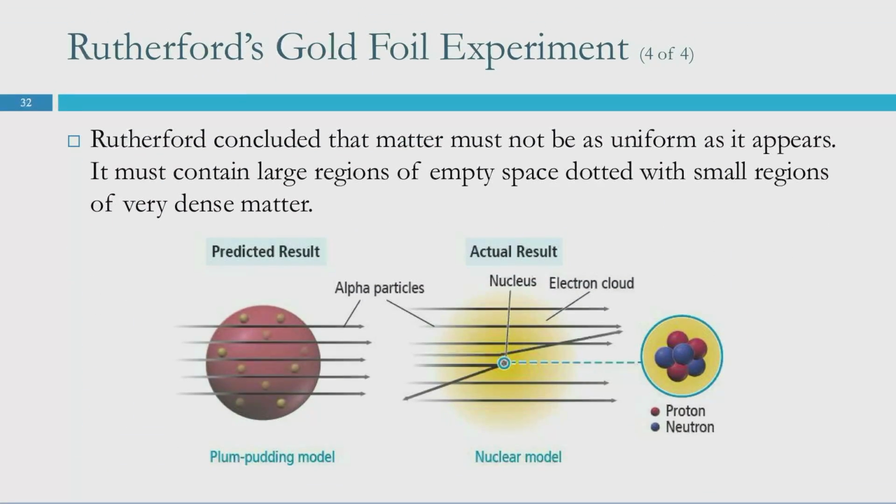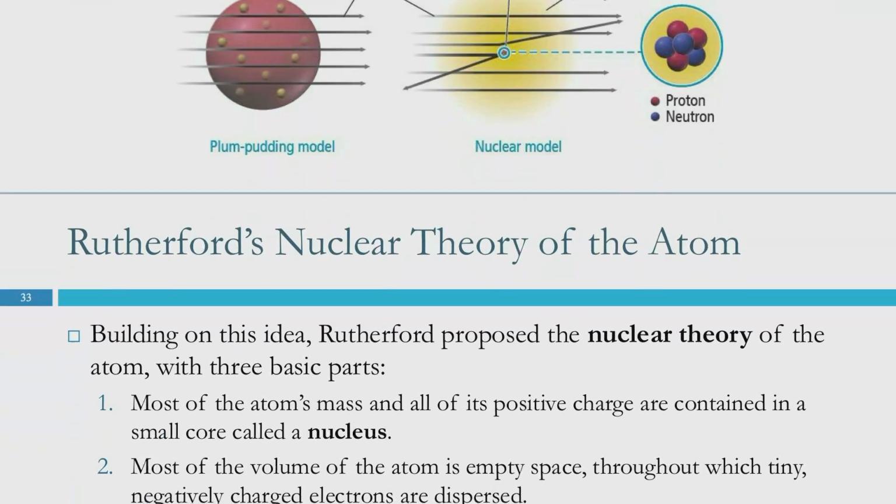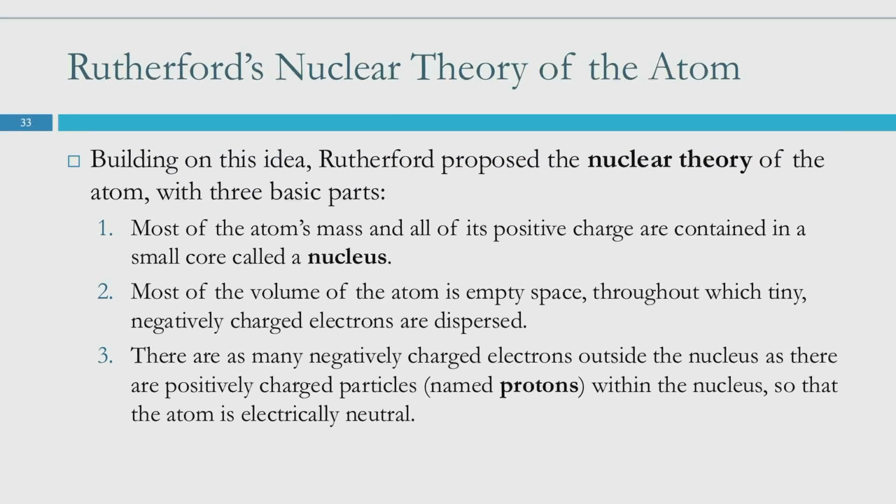So Rutherford, moving on, concluded that matter must not be this plum pudding model. It must not be this nice smooth consistency. In order for things to bounce back, they must have hit something hard. And so the nuclear model cropped up around this. There's a small, tightly packed, very dense nucleus that's got most of the matter of an atom. And then around that is just kind of a cloud of electrons. So some of the particles were coming back, they were hitting the nucleus and then bouncing off at weird angles. So Rutherford proposed this nuclear theory.